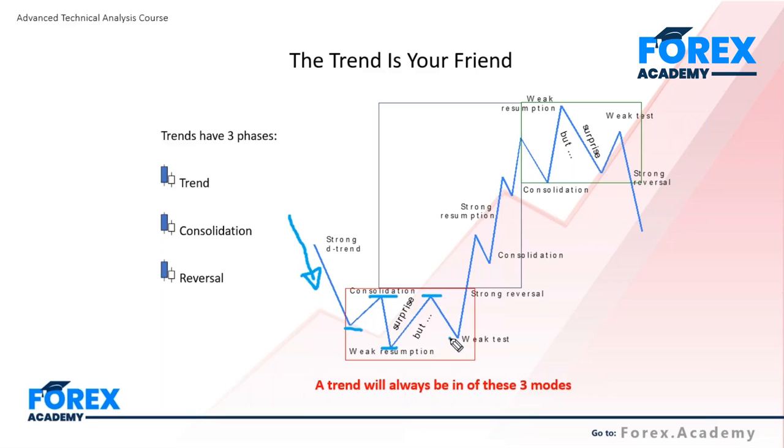Now, what doesn't happen during this pullback is the market fails to move below the last, what we would call a trend low. Instead, it starts to move higher. And by moving higher, it actually starts to break through these levels of what we would call resistance that have capped any recent upside. This pullback is then known as a weak test of the downtrend.